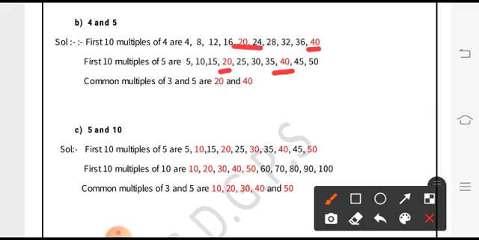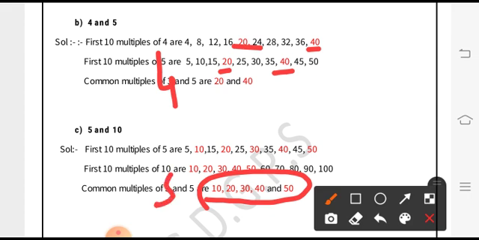And then you can find out the common multiples of 4 and 5 are 20 and 40. That means 20 and 40 are present in both the tables of 4 and 5. Similarly, for 5 and 10, multiples have been written, and 10, 20, 30, 40 and 50 are such multiples which are common in both the multiples of 5 as well as 10.